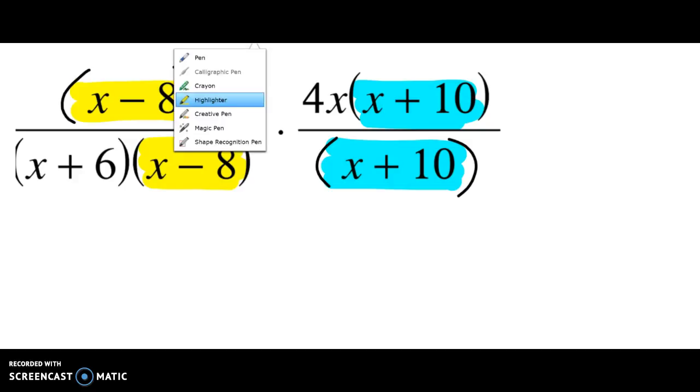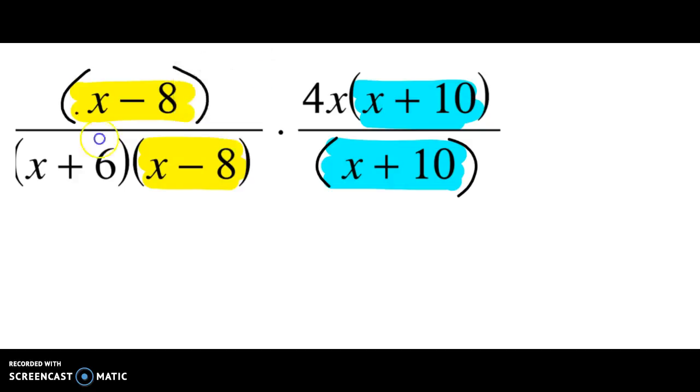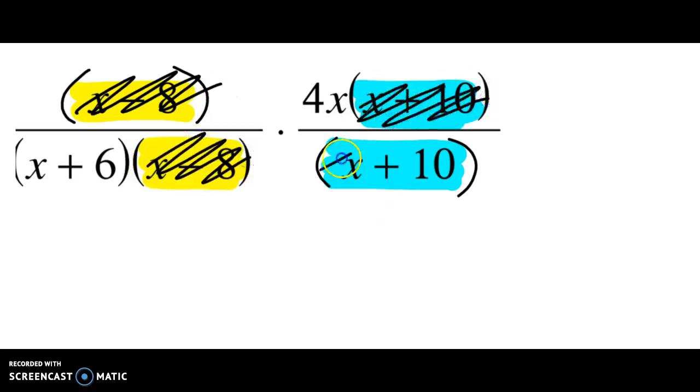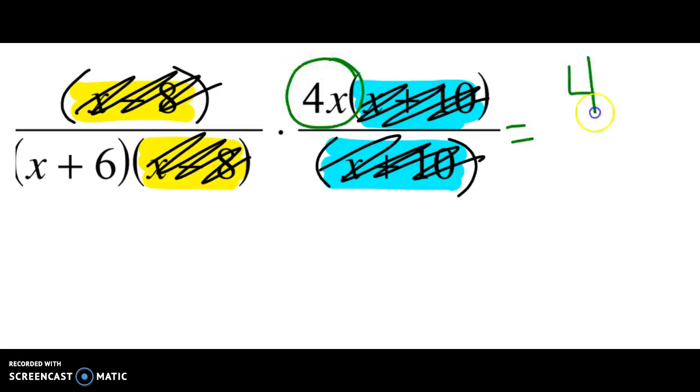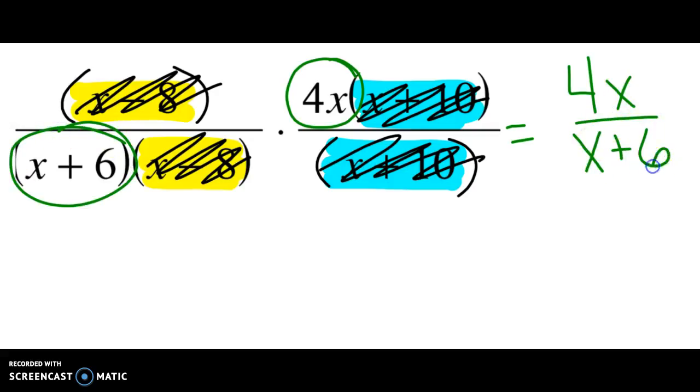Okay, so that's part of our simplifying. I'm just going to cross them out because we don't need them anymore. They divide out to be 1. All right, so what is left? We've got a 4x in the numerator, and we've got an x plus 6 in the denominator. Because that x is connected with a 6 with a plus sign, you cannot cancel or simplify any further.